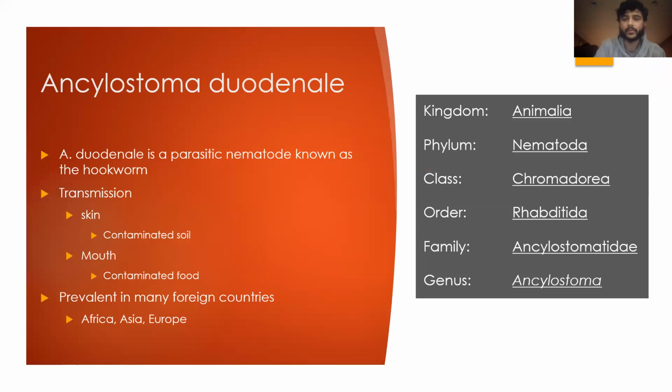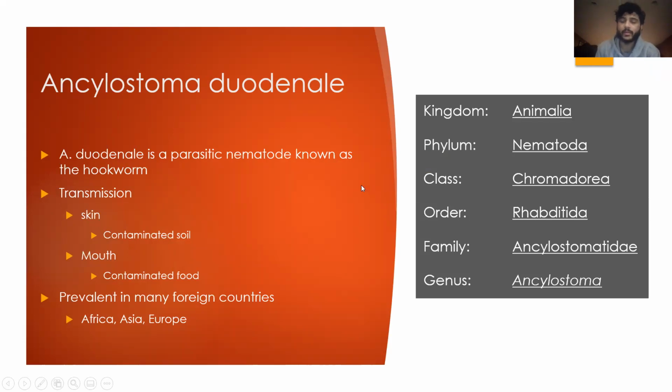The organism I want to focus on is Ancylostoma duodenale. This is a parasitic nematode, commonly known as the hookworm. Over here, we can see its classifications as kingdom, phylum, class, etc.